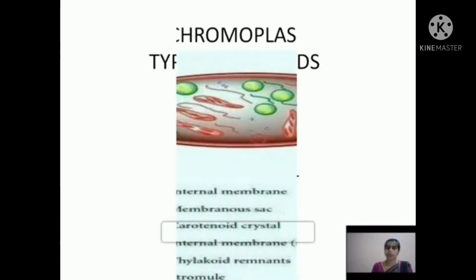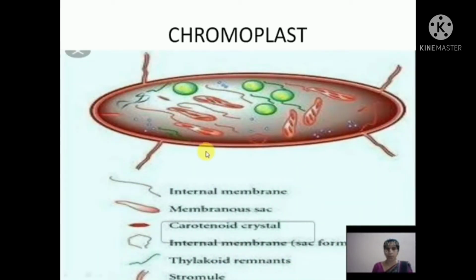So first we are going to discuss chromoplast. See, this is a structure of chromoplast. This line structure, that is the internal membrane. And these are the membranous sacs. And next, see this one, these are the internal membrane, otherwise sac formation.